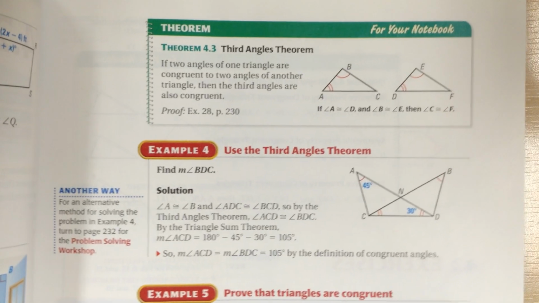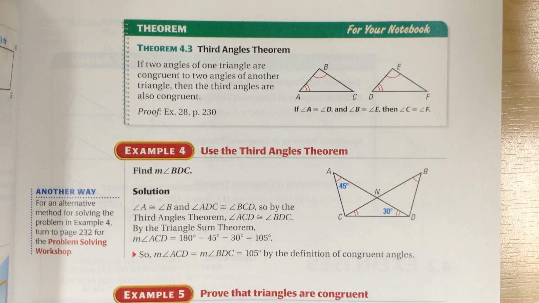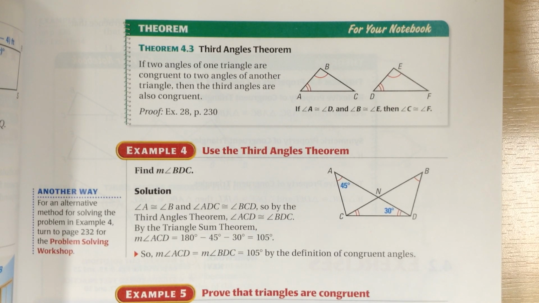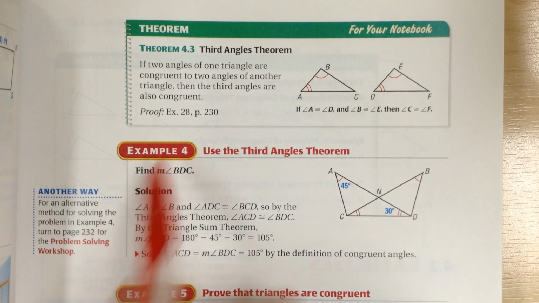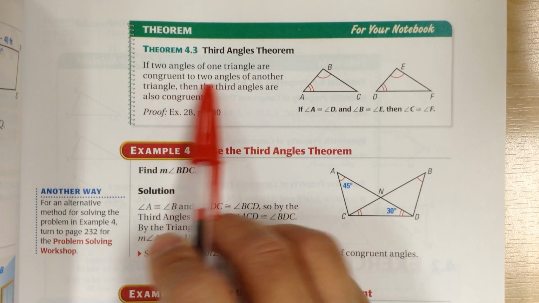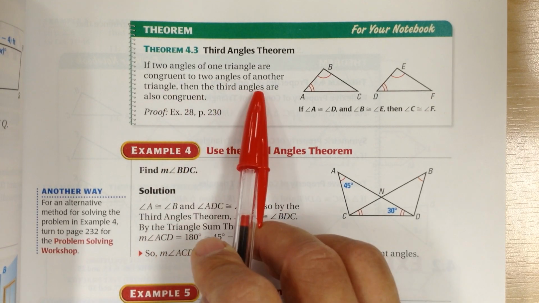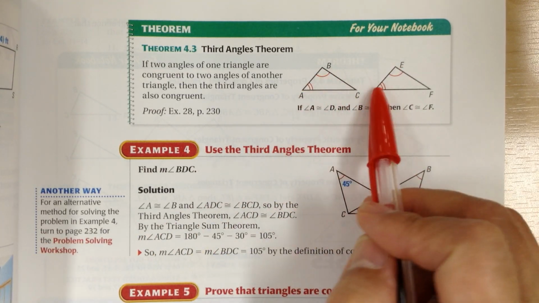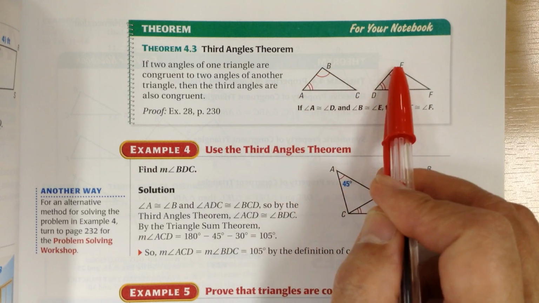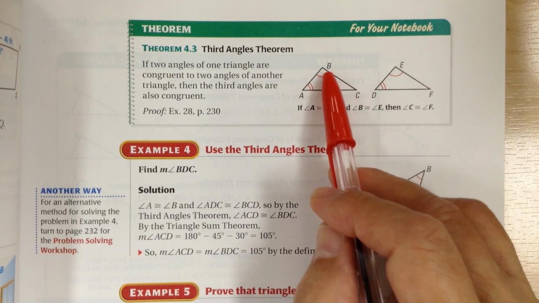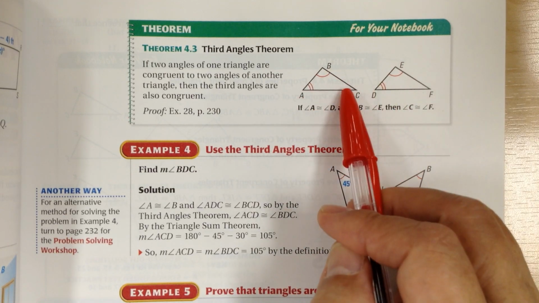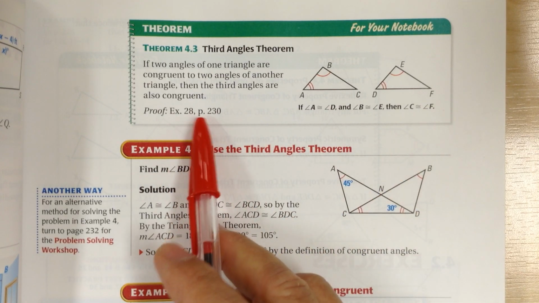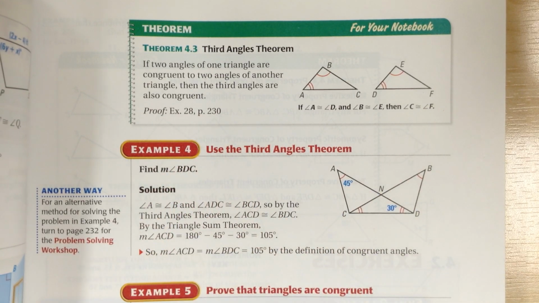Okay, let's go to Theorem 4.3. Okay, the Third Angles Theorem. So the theorem says if two angles of one triangle are congruent to two angles of another triangle, then the third angles are also congruent. What it's saying is that if you have two pairs of congruent angles, right, two pairs, so this is one pair, two pair, okay? So if you have two sets of congruent angles, then the third one will also be congruent, okay? And again, you can do the proof on exercise 20 on page 230, okay?